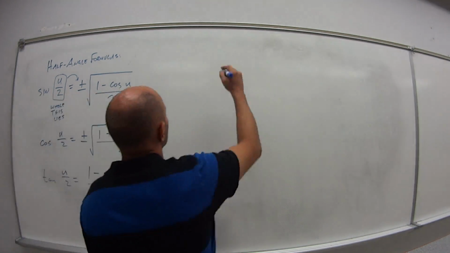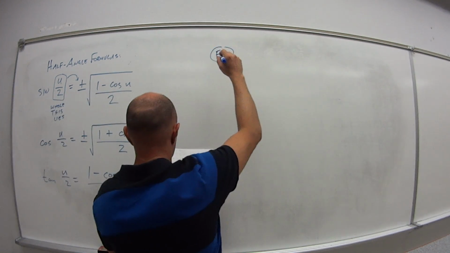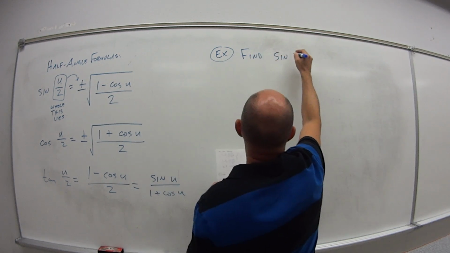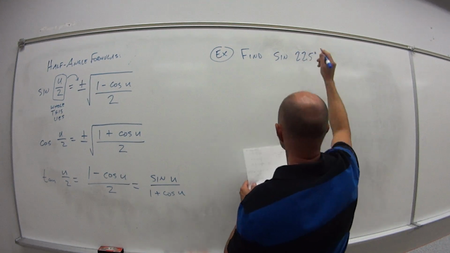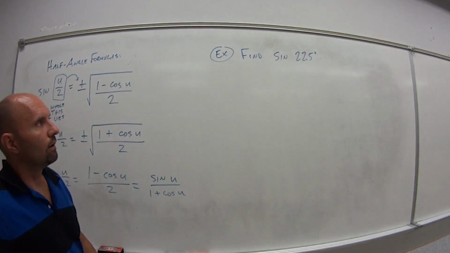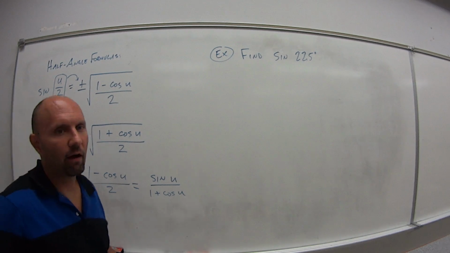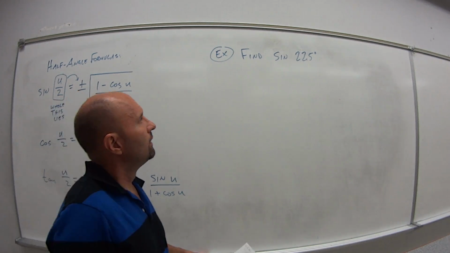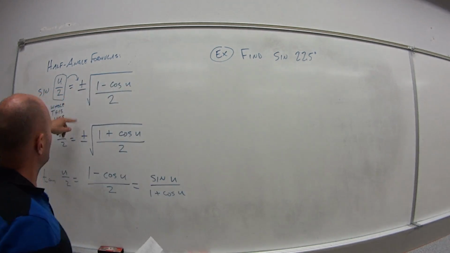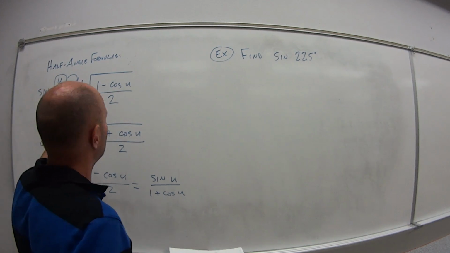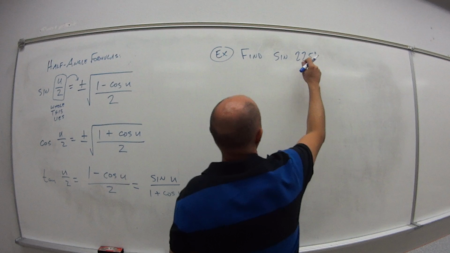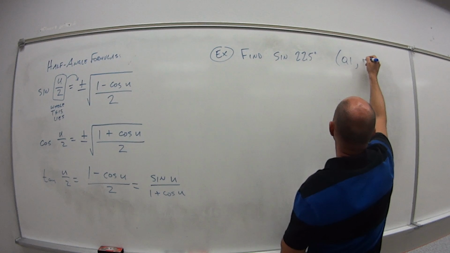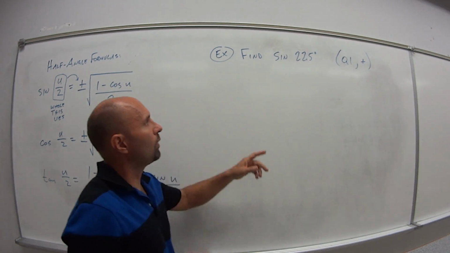So let's look at an example. Let's say we want to find sine of 22.5 degrees. All right, do we have 22.5 on our unit circle page? Nope, we do not. Because we're going to have to use one of these formulas, this is a half angle formula, we have to figure out which quadrant we're in. Well, where is 22.5 degrees? That's quadrant 1, and sine in quadrant 1 is positive.